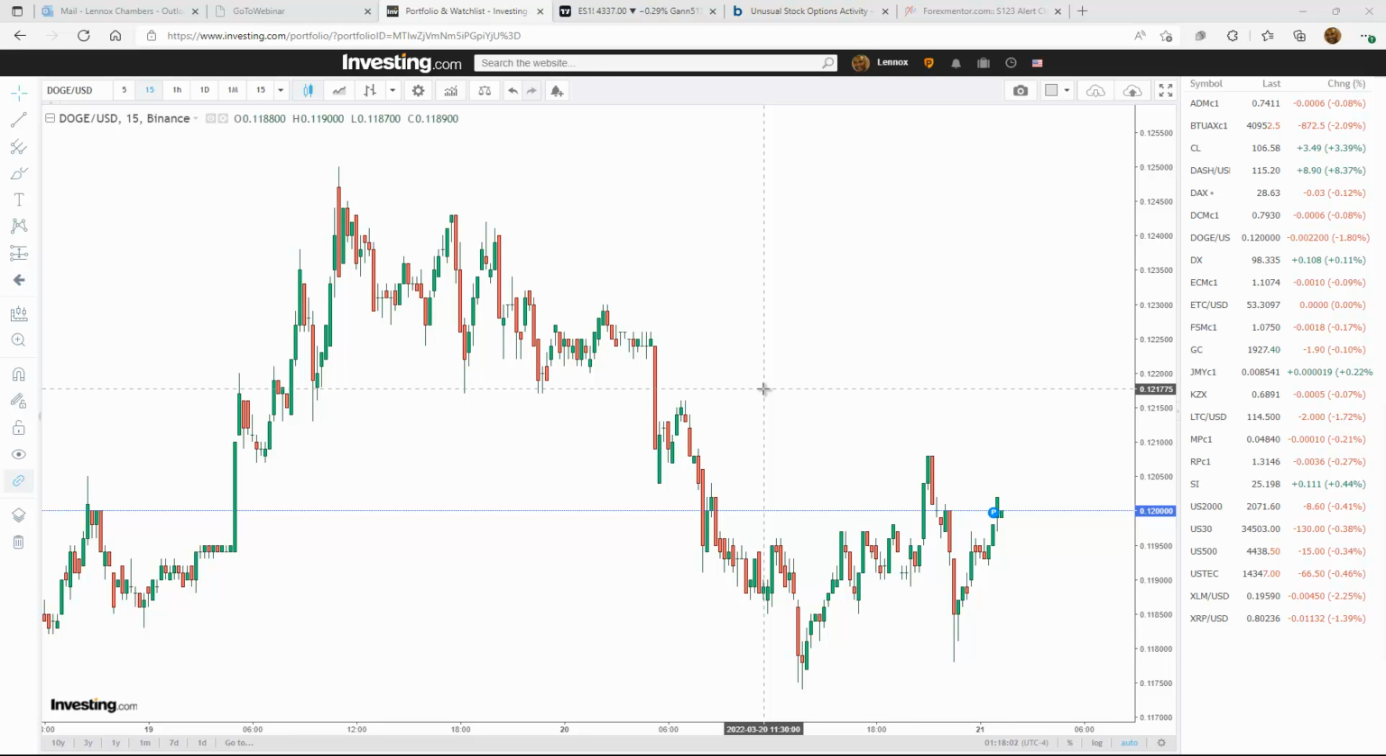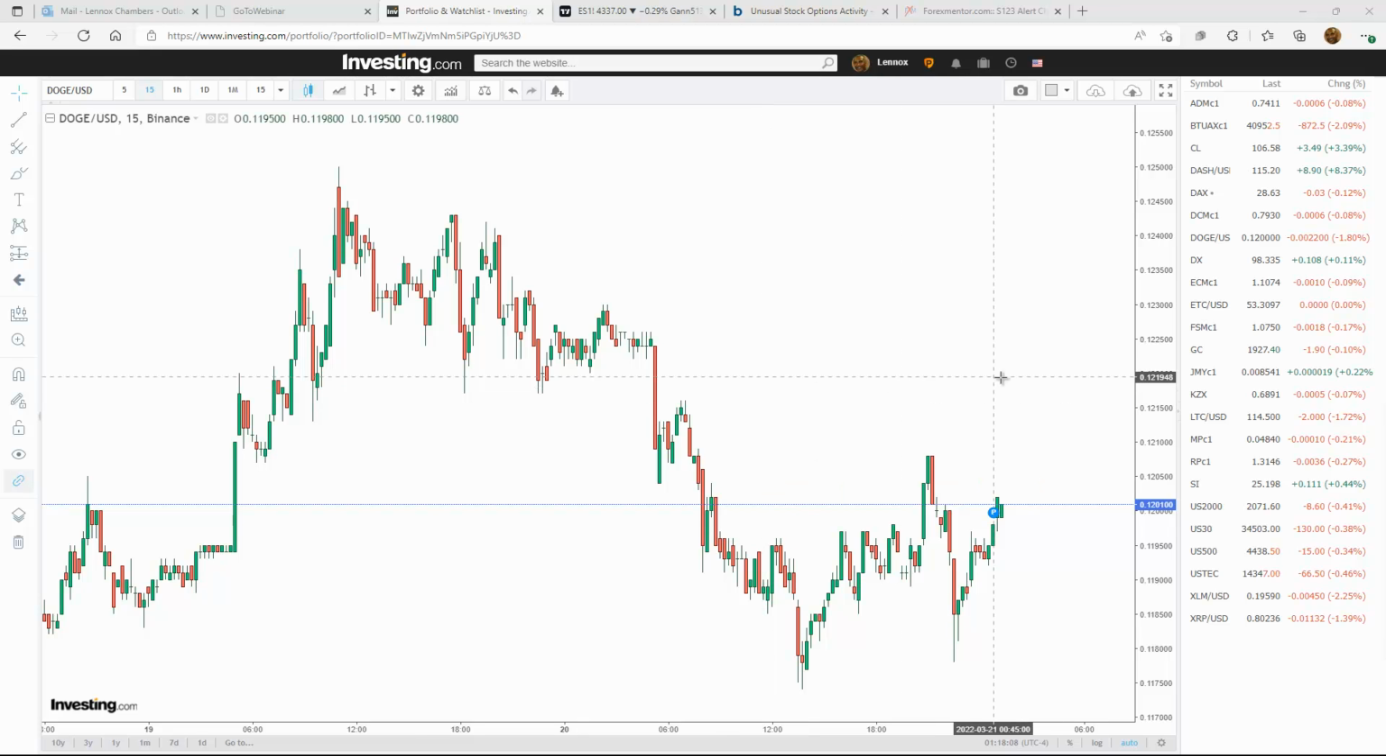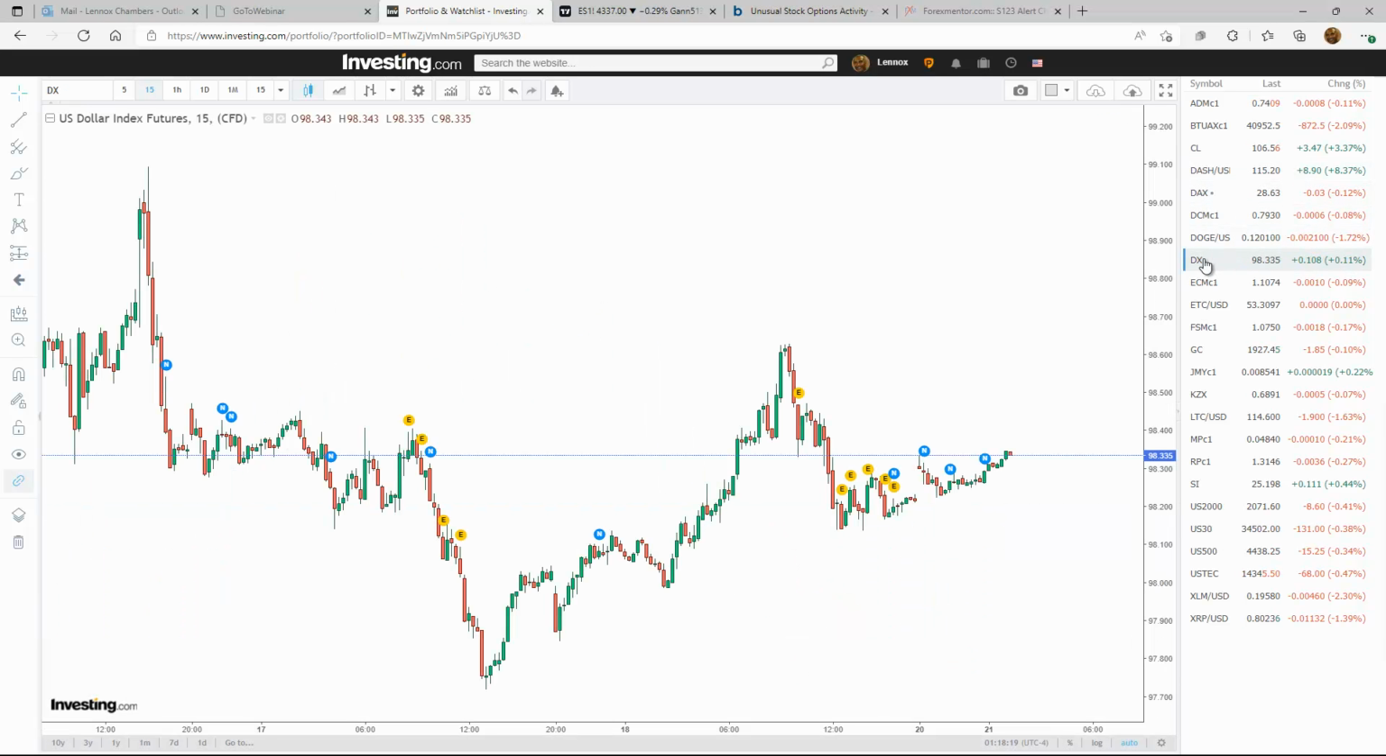This is the weekly outlook for the currencies, futures, and indices for the week of March 20th to 25th. Hope everybody's doing well. I'm going to start off tonight with a look at the US dollar.